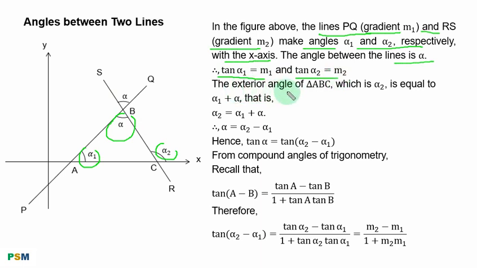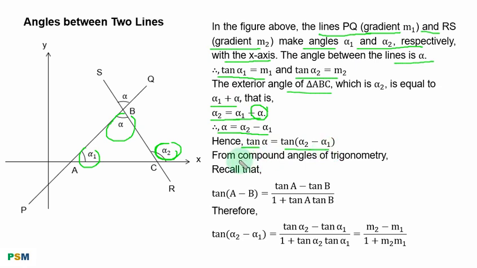The exterior angle of triangle ABC, that is alpha 2, is equal to the sum of the two opposite interior angles, that is alpha 1 plus alpha. We are interested in alpha. You transfer alpha 1 to the other side, and you have alpha equal to alpha 2 minus alpha 1. Hence, tan alpha is equal to tan of alpha 2 minus alpha 1.